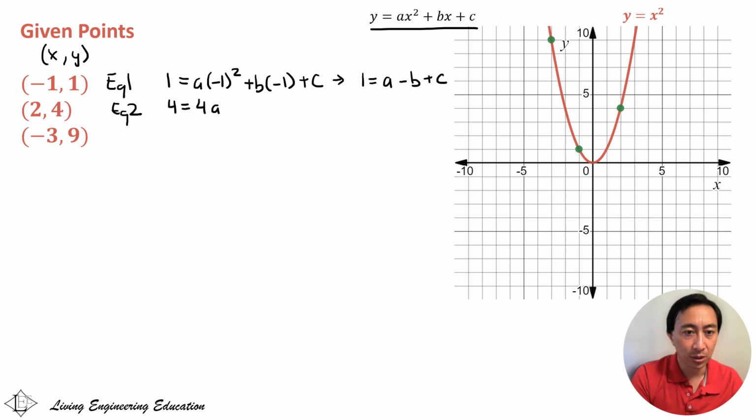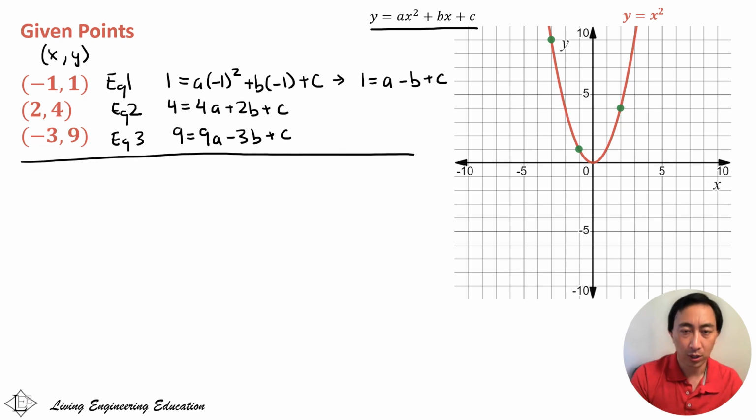2 times b plus c. And then again for equation 3. Equation 3, I get y3 is 9. Negative 3 squared times a, so 9a. Negative 3 times b, so negative 3b plus c. Right? So that's step 1, just setting up the 3 equations.